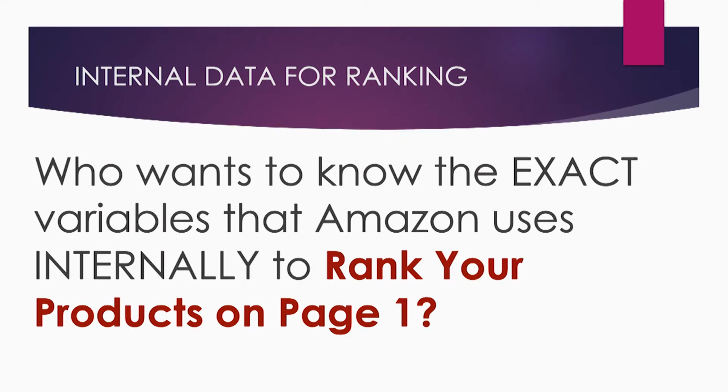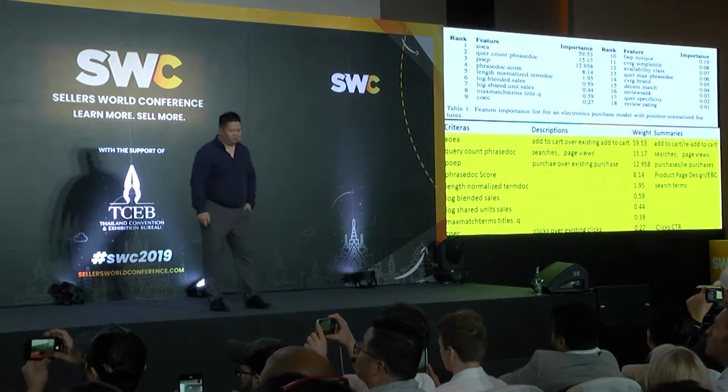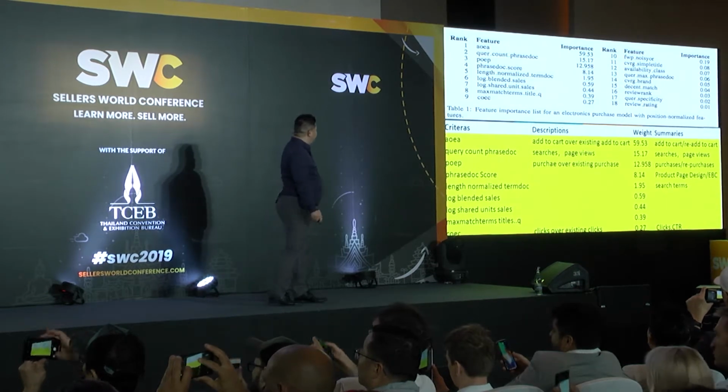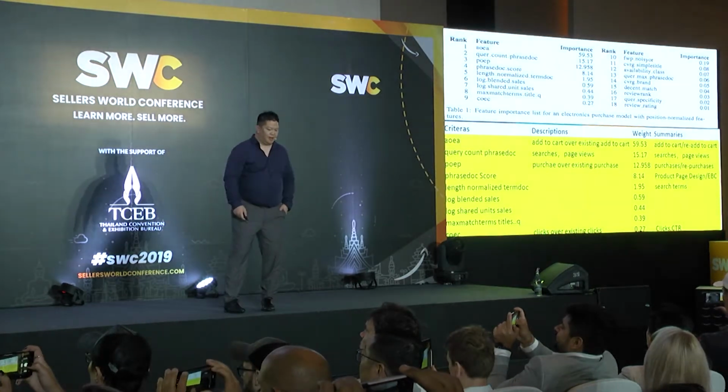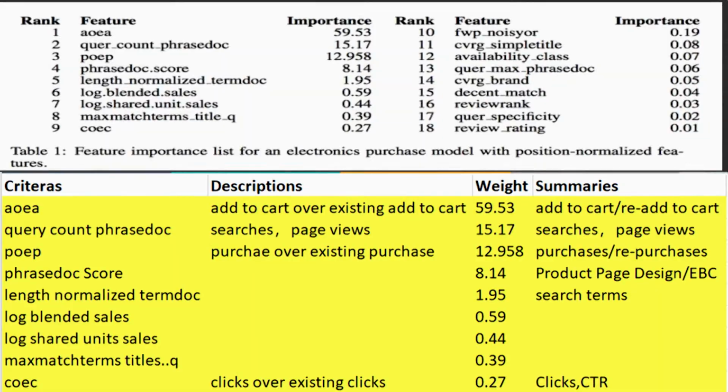So who wants to see some internal data for ranking? Like how does the A9 algorithm really work? Here's the ranking right here. AOEA is actually add to cart over existing add to cart. It's at 59%. Let's call it 60%, right? If you want to beat a competitor, you need to have your add to cart more than your competitors. How to get that is up to you, but that's 60% of the weight. The second one is query count, phrase doc.